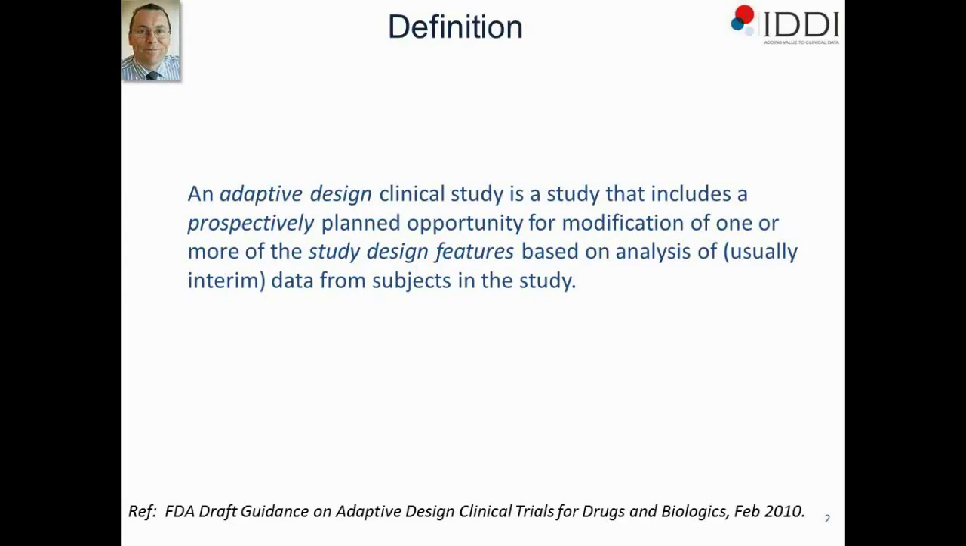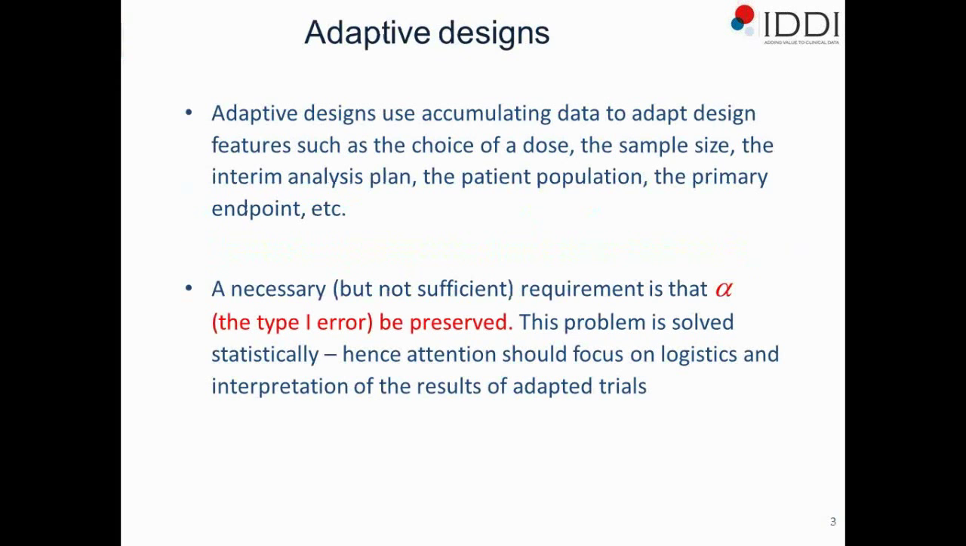So perhaps the best way to start is to define what we're going to talk about. We're going to talk about adaptive designs, and these are defined in the FDA draft guidance on adaptive design clinical trials as a study that includes a prospectively planned opportunity for modification of one or more of the study design features based on analysis of usually interim data from subjects in the study. In some rare cases, the adaptation can occur at the time that the final analysis of the trial would have taken place, but this has to be prospectively defined.